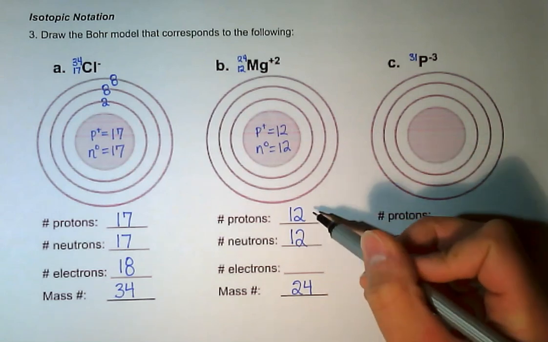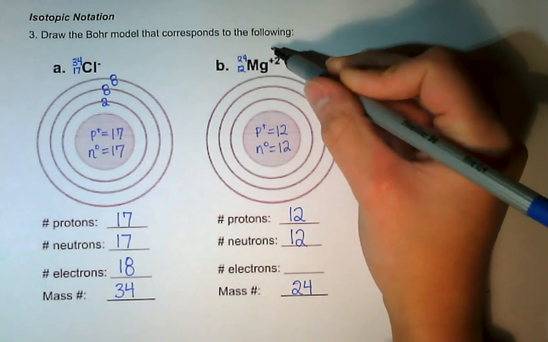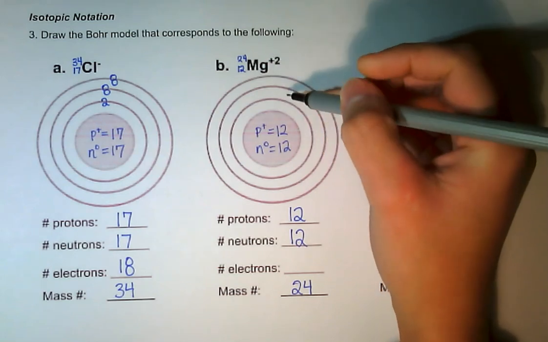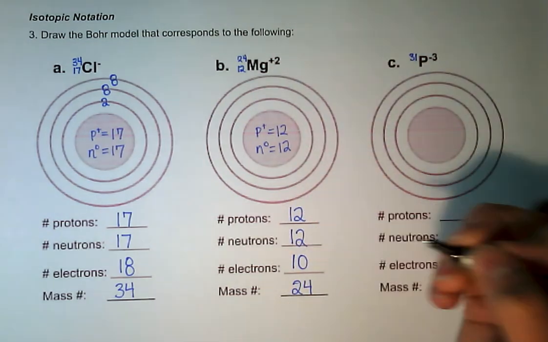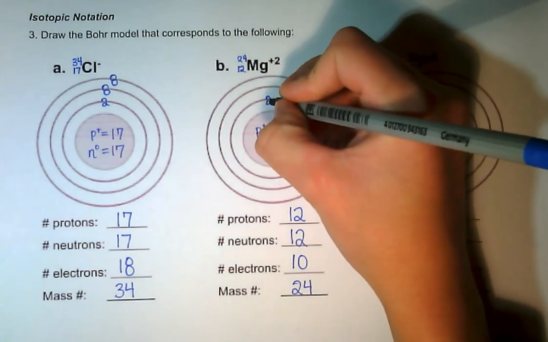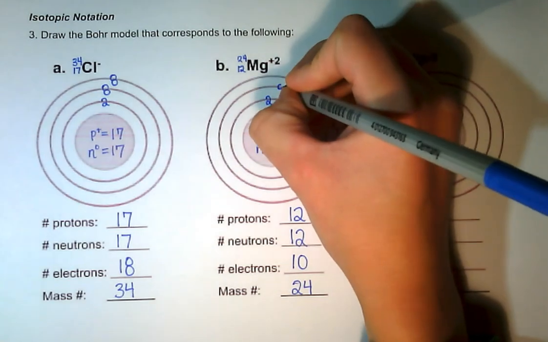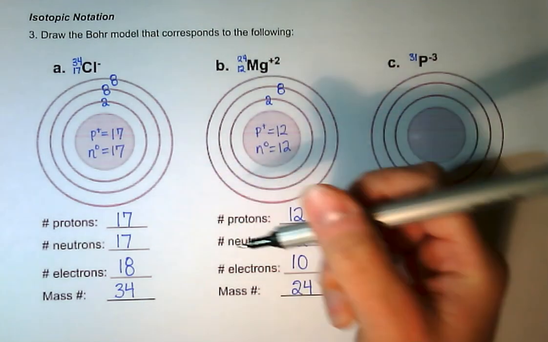Now we started out with 12 protons and 12 electrons, but then our magnesium atom lost 2 electrons to gain this positive 2 charge. So if we lose 2 electrons, now we only have 10 electrons left. So to fill that into our Bohr model, our first energy level will hold 2 electrons, and then our next energy level will hold the remaining 8 electrons. We don't even need this third energy level here.